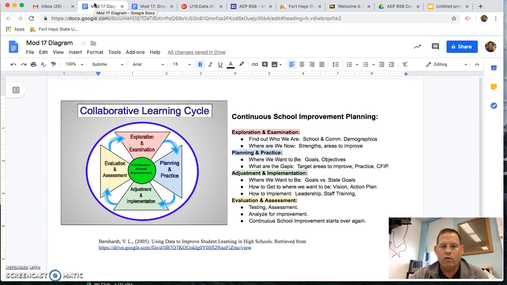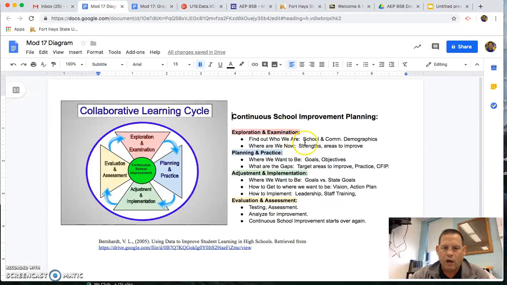So the first thing we're asked to do is design a graphic. I came up with a four-tier graphic. The first part, in the collaborative learning cycle, was exploration and examination, which I don't really have time to explain all of this, and then planning, practice, adjustment, and implementation. One thing that I added that I didn't see on many was the evaluation, the actual assessment process. And in the center of everything is continuous school improvement.